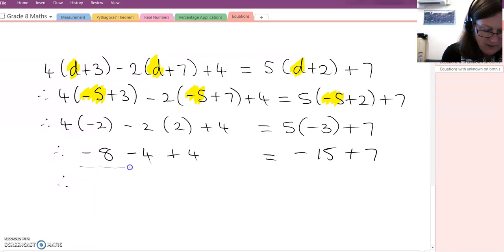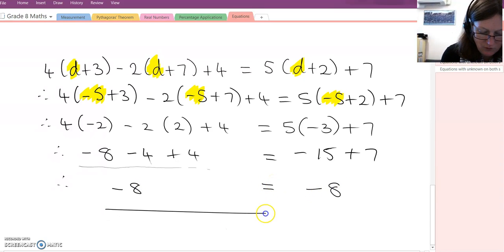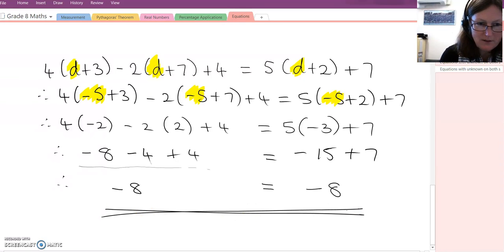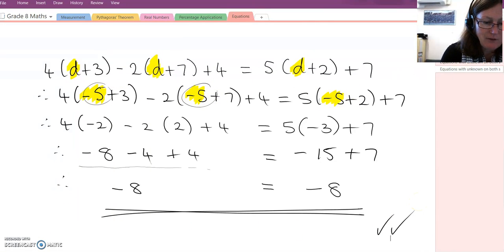When we say negative 8, we subtract 4 and add 4, we end up with negative 8. On this side, negative 15 plus 7 is negative 8. The two sides equal, the two sides balance. So when we put in what we thought the answer was, D is negative 5, the equation balanced, so yes, our answer, D is negative 5, was correct.